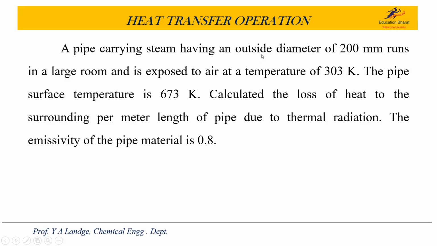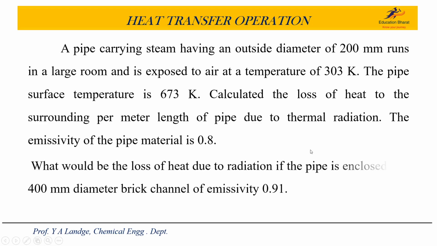A pipe carrying steam, with an outside diameter of 200 millimeter, runs in a large room and is exposed to air at a temperature of 303 Kelvin. The pipe surface temperature is 673 Kelvin. Calculate the loss of heat to the surrounding per meter length of the pipe due to thermal radiation. The emissivity of the pipe material is 0.8.